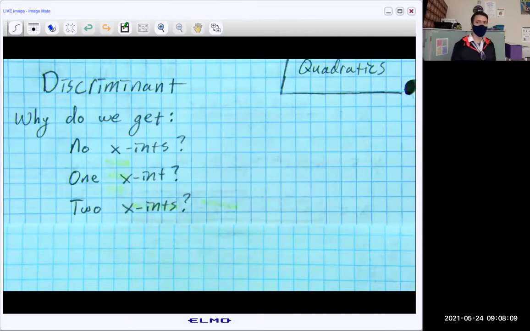A discriminant tells you how many solutions you're going to get. Are you going to get none? Are you going to get 1? Are you going to get 2? Who knows? Well, the discriminant knows. It knows how many answers you're going to get.